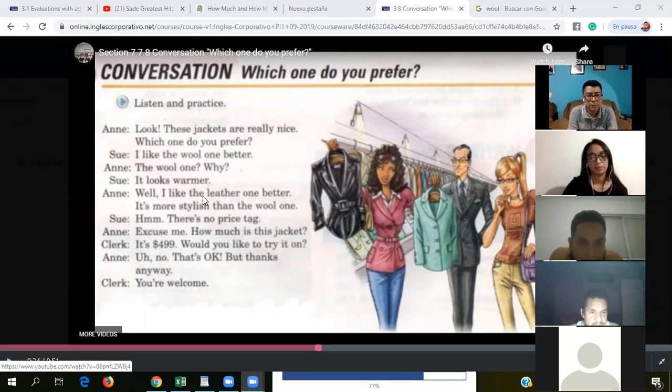It's more stylish than the wool. The wool one, more stylish. That is a comparison. What else? Than the warm. The wool one better. Warmer, yes. Warmer. What about better? That's also better. A comparison. What else? The color is better. The black. Okay, very good. Those are comparisons. We're going to learn that later, but I want you to notice it, okay?